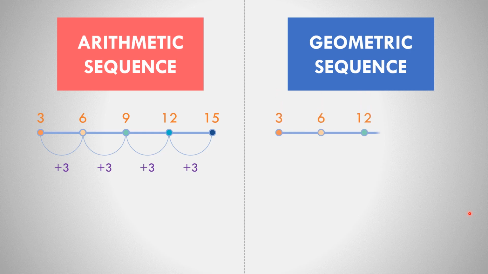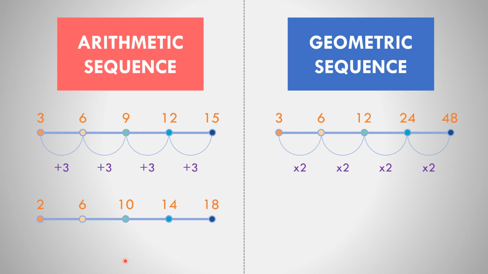How about the geometric sequence? So we have 3, 6, 12, 24, and 48. To get the common ratio, 6 divided by 3 is 2. Third term divided by the second term, so 12 divided by 6 is 2 also. 24 divided by 12 is 2. 48 divided by 24, the answer also is equal to 2.